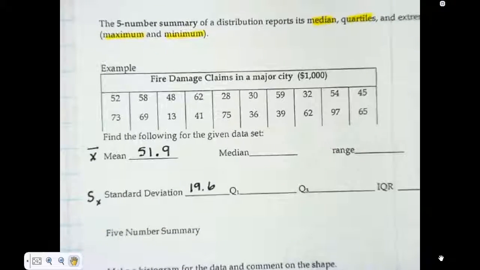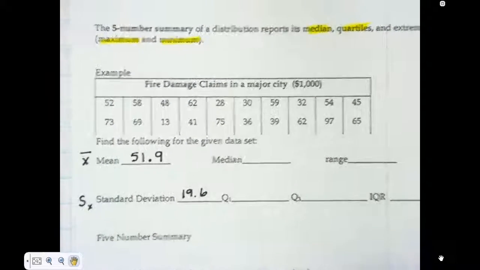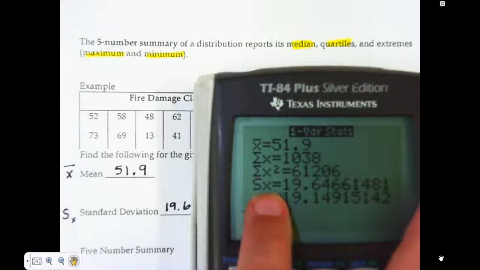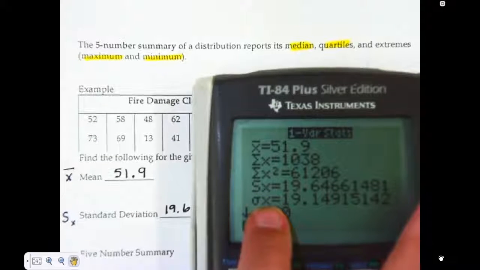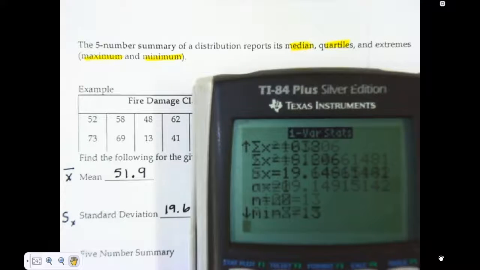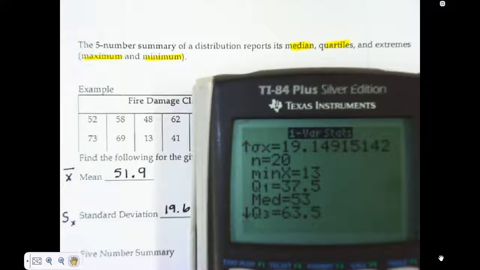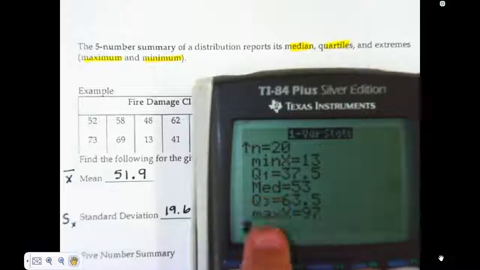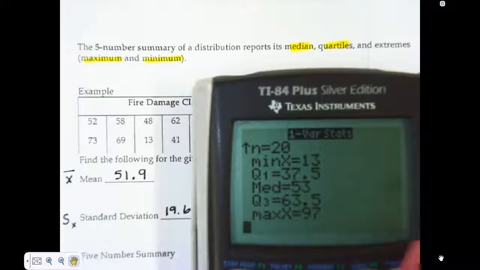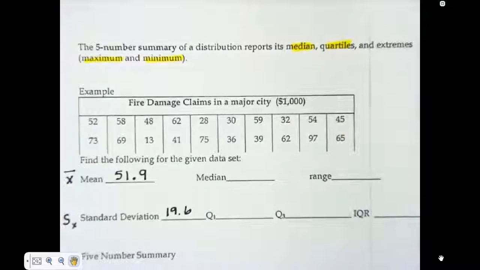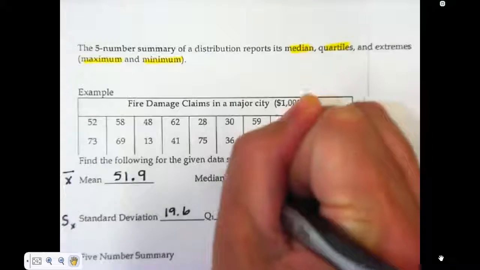Now, to get the rest of this information, you can see on your calculator there's a lot of other stuff. This says the sum of X squared. This is my standard deviation, that's a sample. My standard deviation, that's population. There's 20 numbers in my data set, but if I scroll down, you can see there's my 5-number summary: my minimum, my first quartile, my median, my third quartile, and my maximum. I'm going to take these numbers and fill them in where they go. So my median is 53.